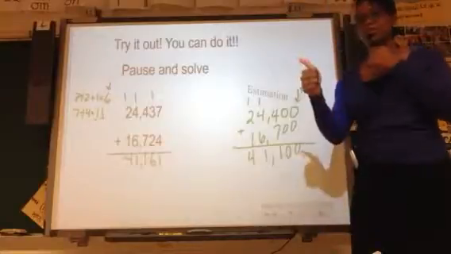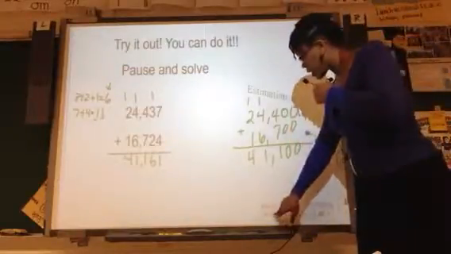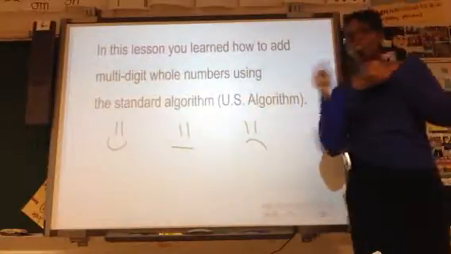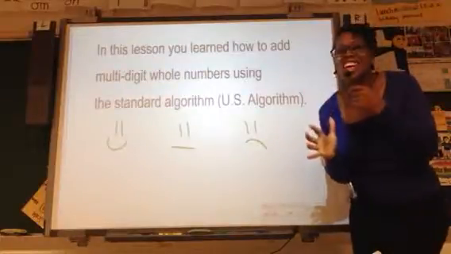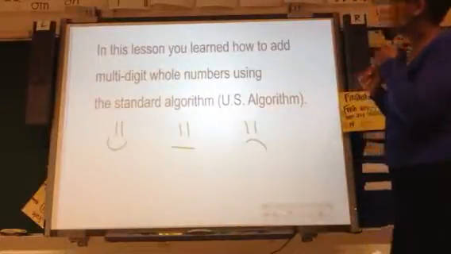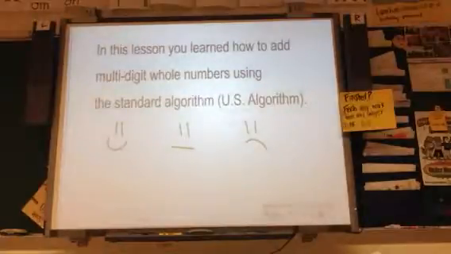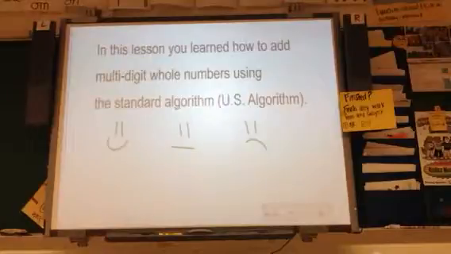How did you do? Thumbs up, thumbs down, thumbs in the middle? If you didn't do so well, hey, watch the video again. Keep practicing. I know you can get it. In this lesson, you learned how to add multi-digit whole numbers using the standard algorithm, also known as the US algorithm. So at the bottom of your paper, how did you feel about that? Happy face, middle face, sad face? But don't give up, keep trying, you will get the concept.